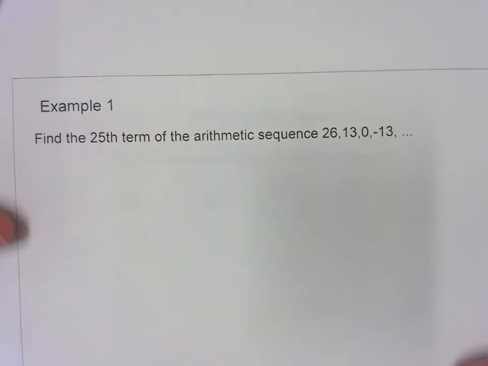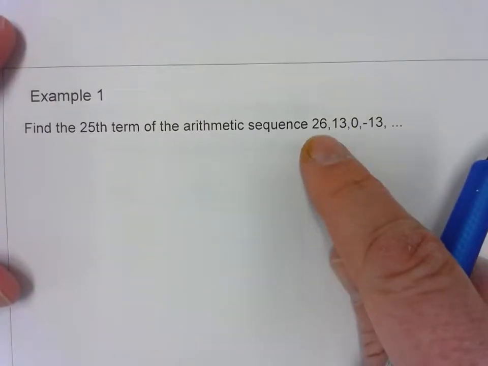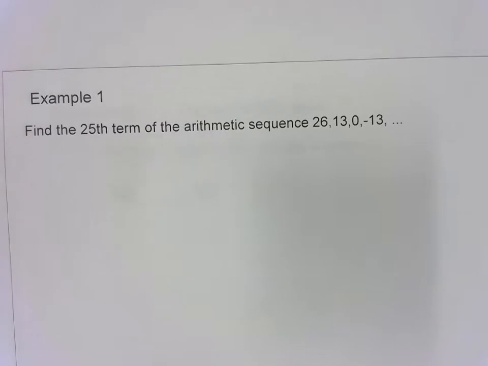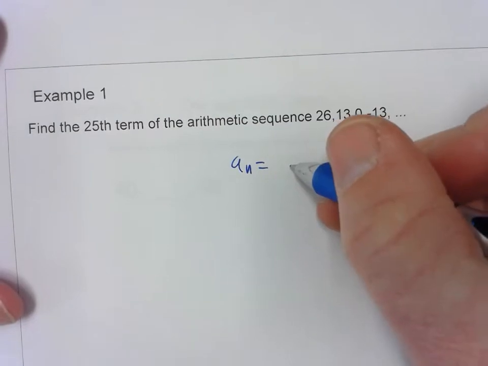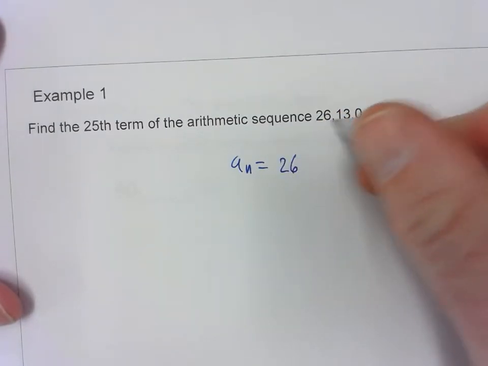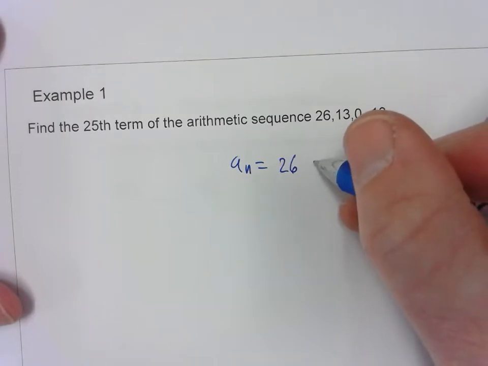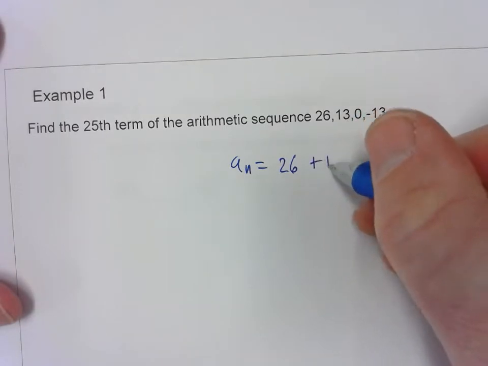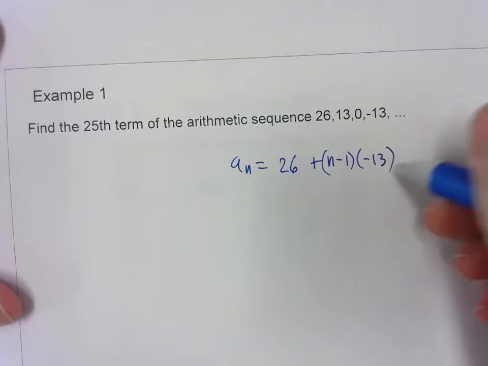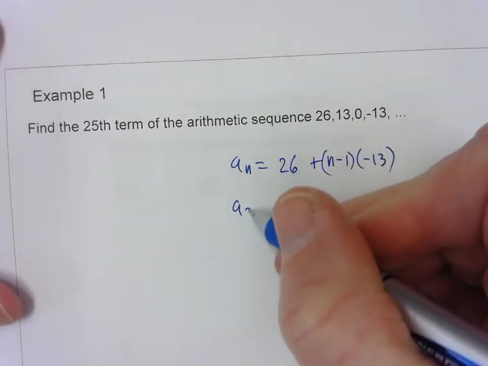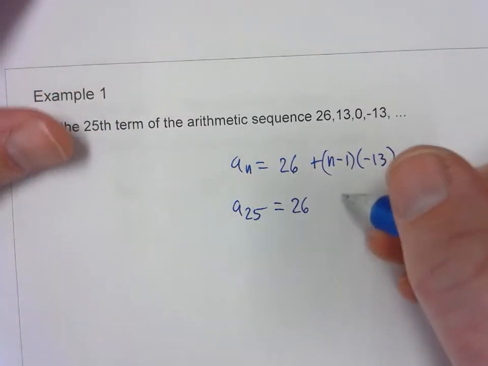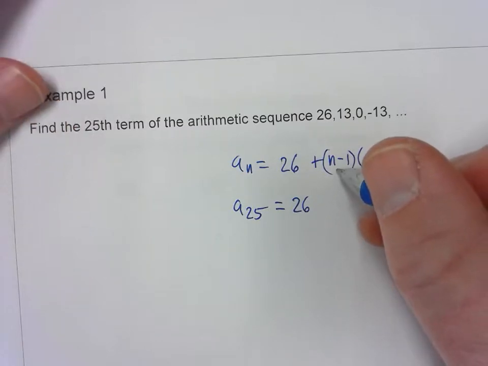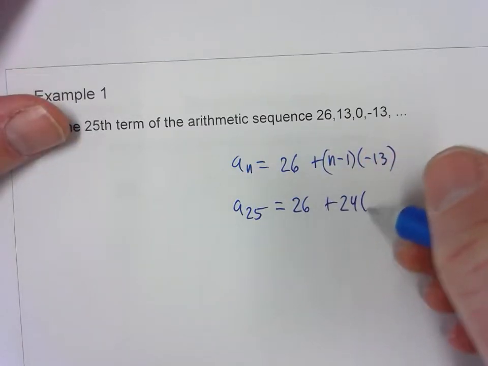Okay, what are we going to do with this? Well, we can do things like find the 25th term. Now I don't want to just go subtract or add the negative number all those times. I want to use the explicit formula. So a_n is equal to the first term, which is 26. We can see the common difference is negative 13, so it's going to be n minus 1 times negative 13. So if I want the 25th term, n is 25. So 26 is the first term, and then it's going to be 24, so 24 times negative 13.